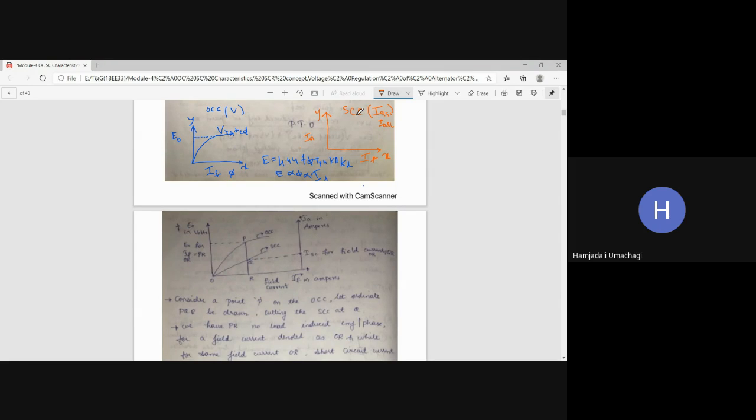But for SCC, here we develop the short circuit current by a small change in the field current, closing the TPST switch with some load, and that short circuit current you can read with the help of an ammeter. So for one particular field current, you will get the full load armature current value. Suppose this is my full load armature current value.